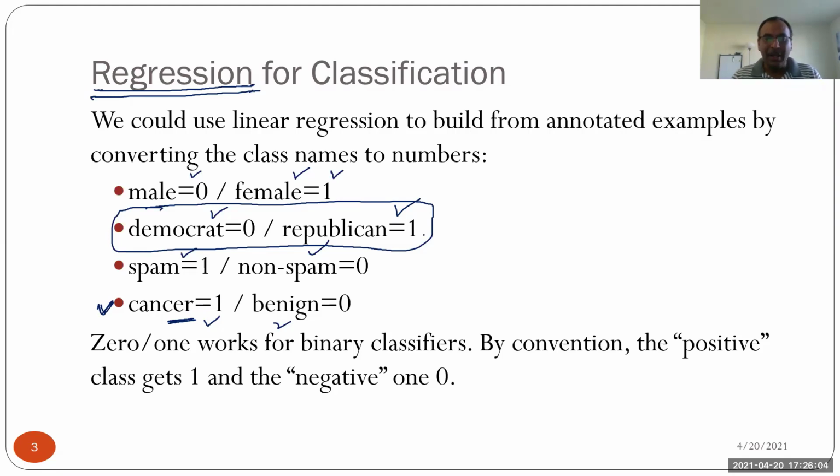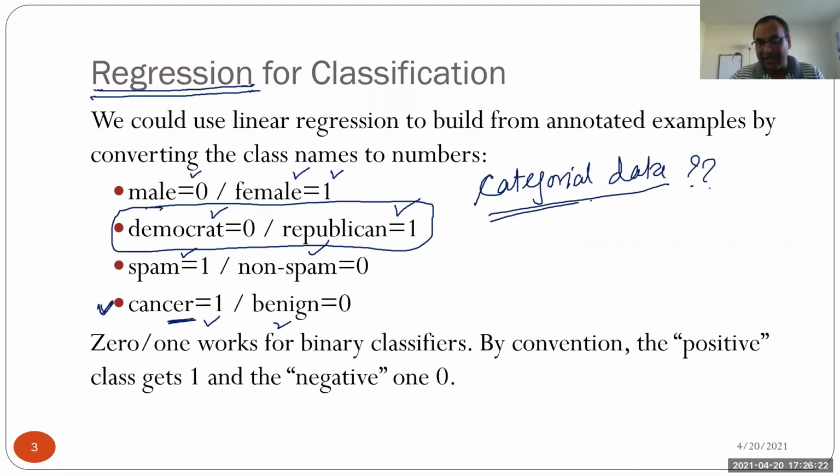Now, once you have changed your label from text, we should not say text, categorical data. Do we understand what is categorical data?